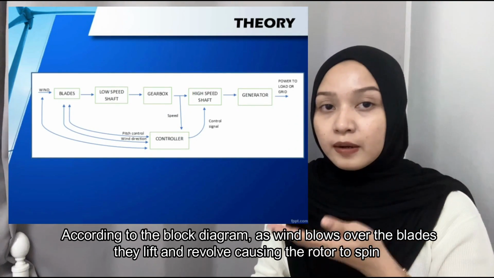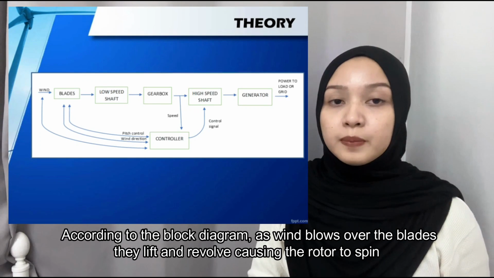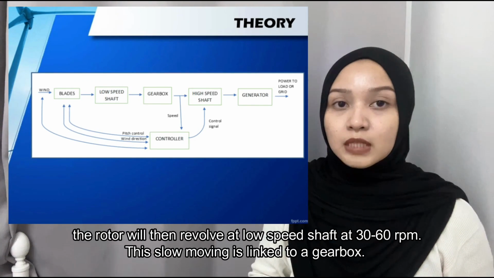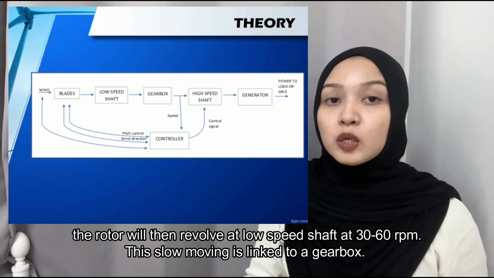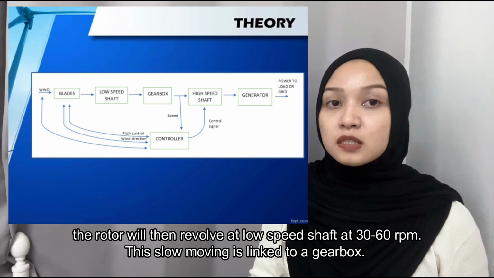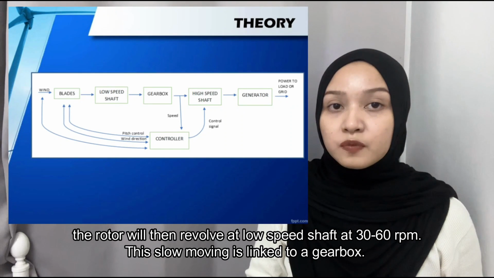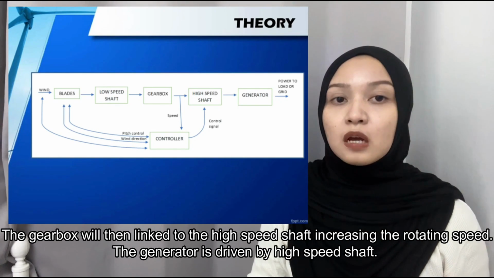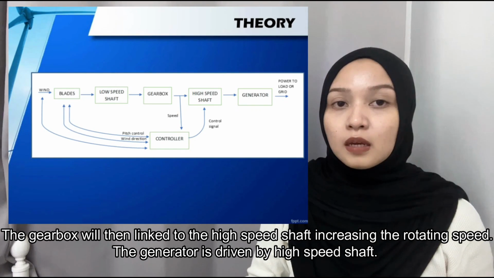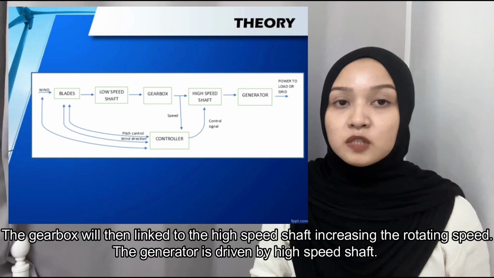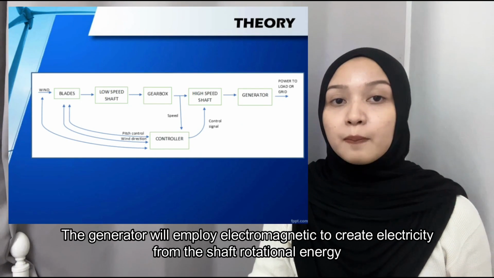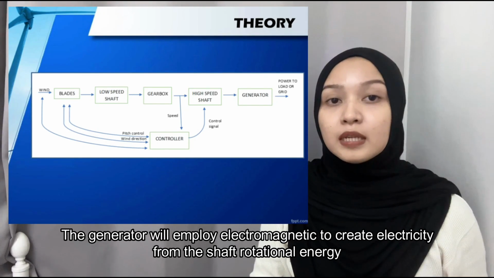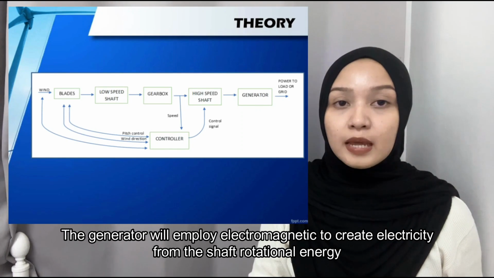According to the block diagram here, as wind blows over the blades, they lift and revolve, causing the rotor to spin. The rotor will then revolve the low-speed shaft at 30 to 60 rpm. This slow-moving shaft is linked to a gearbox. The gearbox will link the slow-speed shaft to the high-speed shaft, increasing the rotational speed. The generator is driven by the high-speed shaft. The generator will employ electromagnetism to create electricity from the shaft rotational energy.